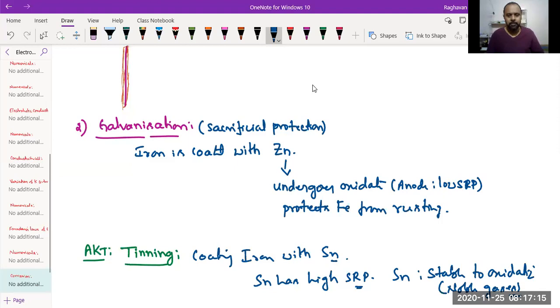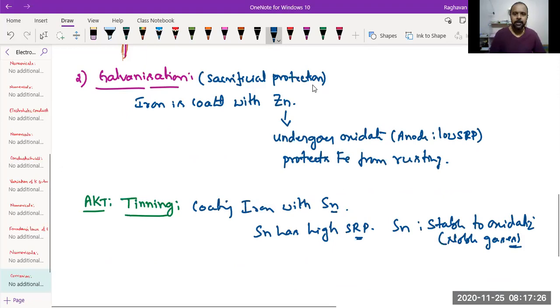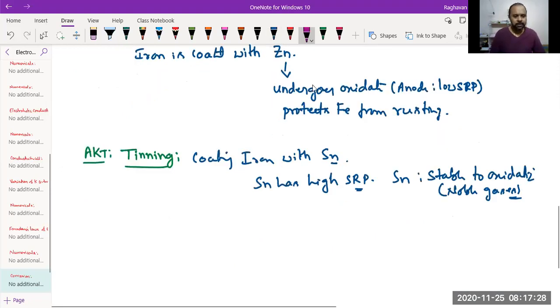But when zinc is depleted completely, then you have to coat it again. Here, when tin breaks, then iron undergoes corrosion rapidly. You should be careful. That's all. Okay. So this is one. Next, third one. There's something called cathodic protection.